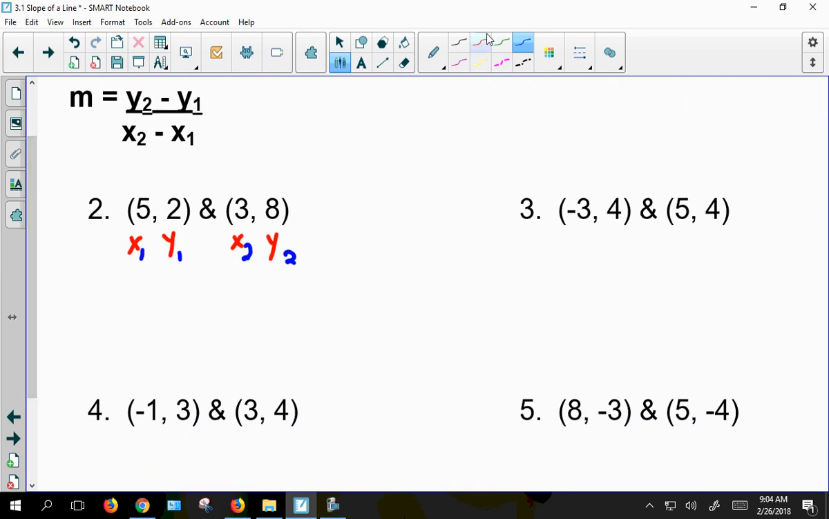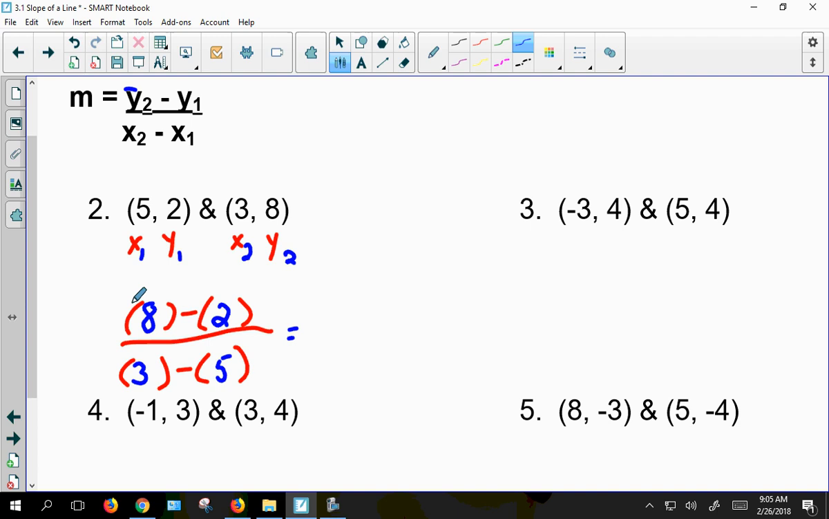So now, the important step here is this. You have to go bump, bump, minus bump, bump, over bump, bump, minus bump, bump. Why do I do this? Because when you have a y1 or an x1 that's negative, that becomes positive. We're going to see that when we do number 8. So now I just fill in the numbers. y2 is 8. It goes right here. See? y1 is 2. It goes right here. x2 is 3. x1 is 5.